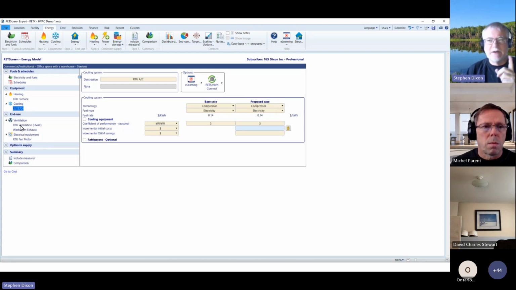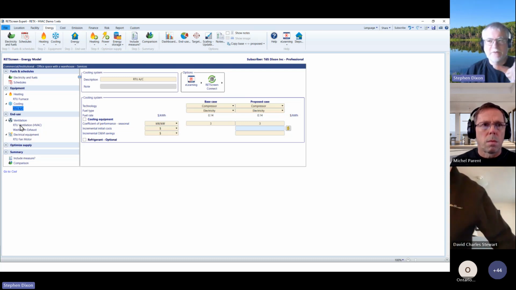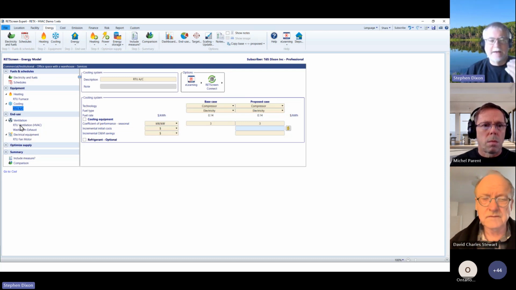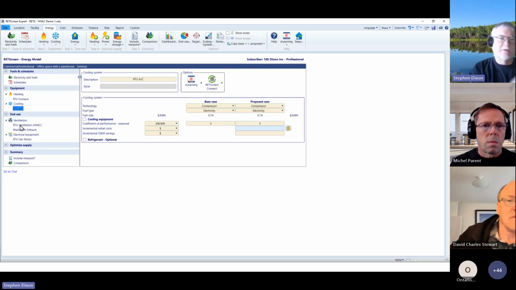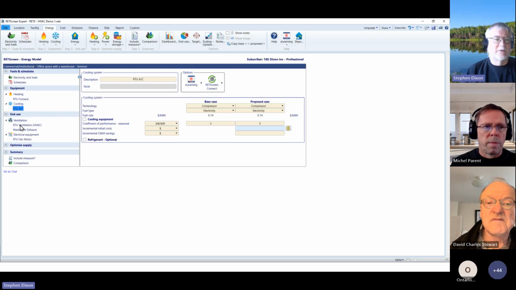And I'm using words very carefully here. When we get into a couple of steps further, I'm going to show you the results screen. It's very important to keep your head about you in the results screen, because the terms fuel and energy, and where energy is calculated and where fuel is used, can be confusing, but I'm going to try to make it fairly straightforward for you.